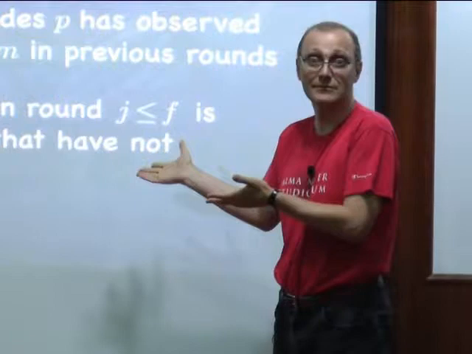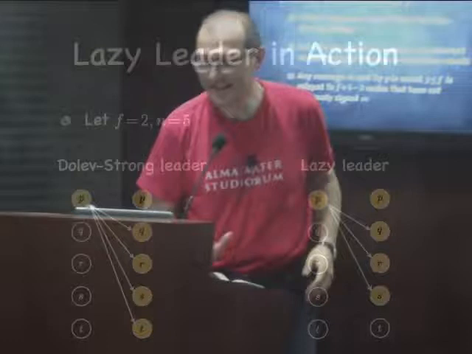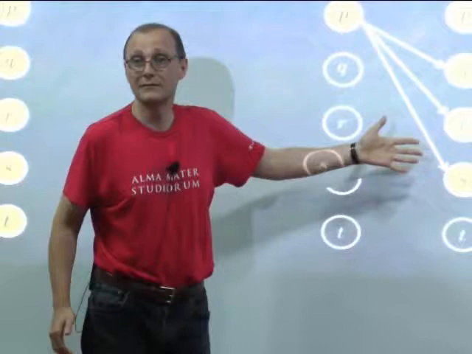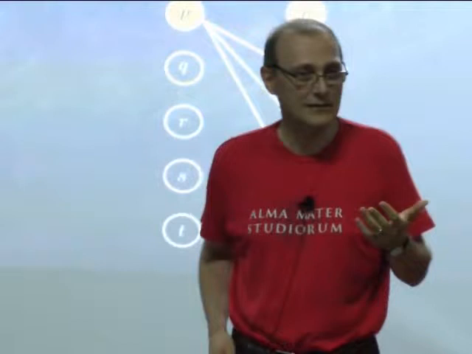Suppose that the leader were lazy. In Dolev-Strong, the leader would send to everyone. If I have f equal 2 and n equal 5, the lazy leader would actually send to 3: f plus 1 minus k, where k is 0 at this point, and f plus 1 is 2 plus 1, which is 3. Why can I hope to get away with that and still achieve validity, agreement and everything else? Because if I send it to f plus 1 minus k nodes, I have the guarantee that I'm sending this message to at least one correct process, one acquiescent process. That acquiescent process is going to say, let's send the message to everybody, and that is going to take care of business.